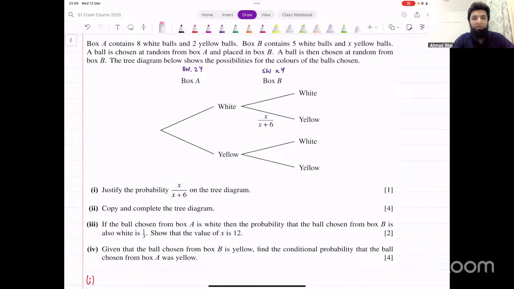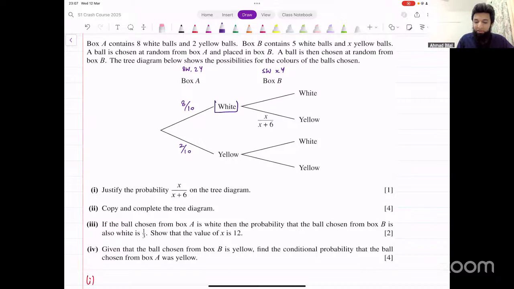Now, how do we think about this? You see what's happening the first time? You have 8 white balls and 2 yellow balls in box A. What's the probability of selecting a white ball the first time? It's 8 out of 10, right? There are 10 balls in total. Out of them, there are 8 white. So 8 over 10 will be the probability of selecting a white ball. What about the probability of selecting a yellow ball then? That will be 2 over 10.